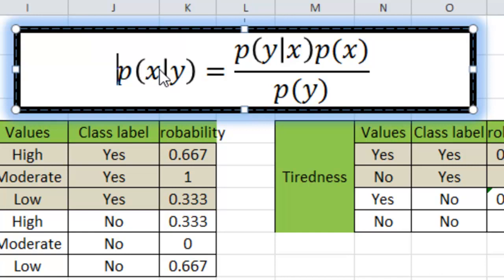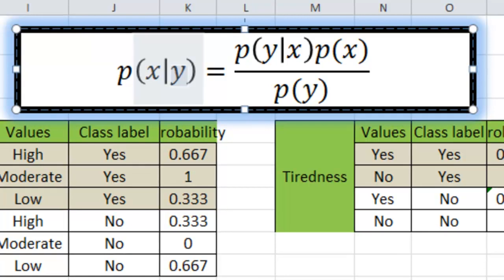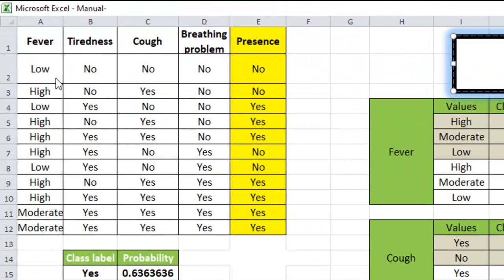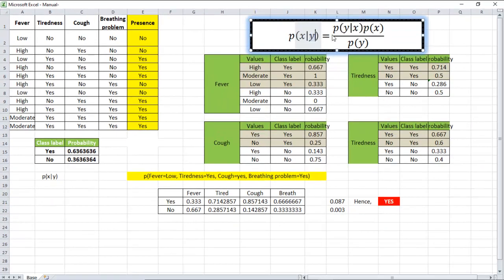X represents the class labels which belong to your output variable. Y is the different values that your input attribute will take. For example, considering fever as your attribute, at one time Y may be low, at another time high, and a third time moderate. X is the presence or absence, the values that the output column will take. Now, this is going to be calculated based on three probabilities.